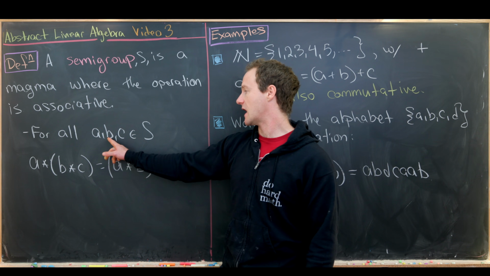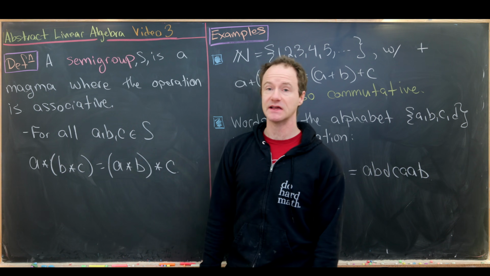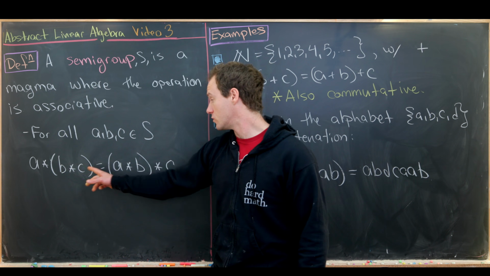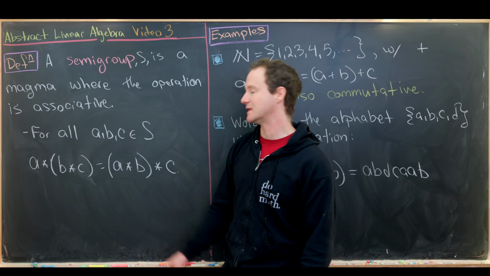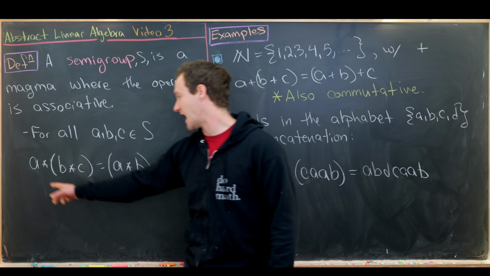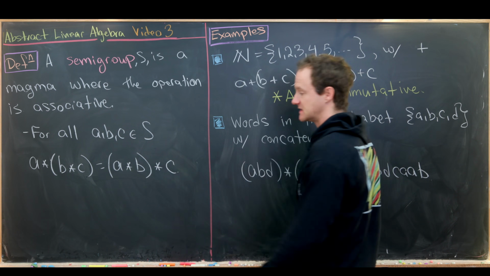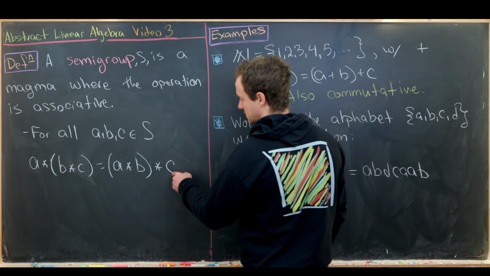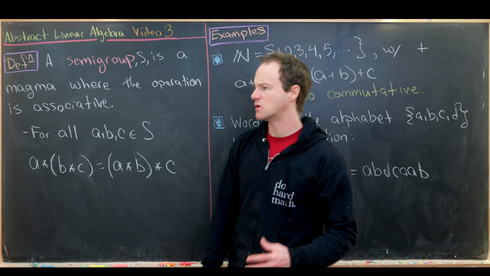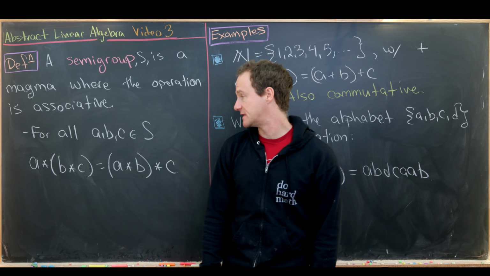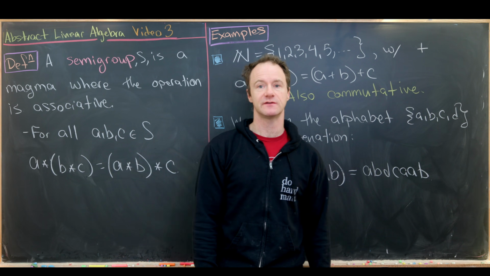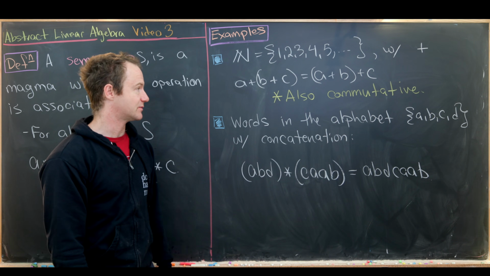That means for all a, b, c in S, if we group in the following two ways, we get the same answer. So in other words, (a * b) * c is the same thing as a * (b * c). So many operations that you know from arithmetic are already associative. So let's look at a couple of examples.